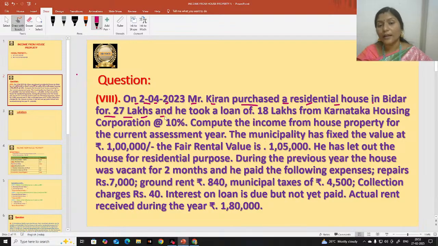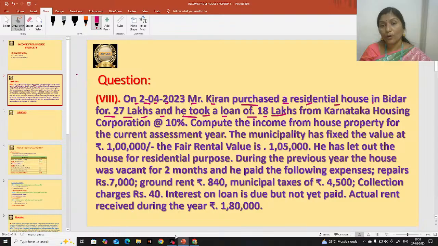Okay, and he took a loan of 18 lakhs. He has taken one loan for purchasing the house, but the total cost of the house is 27 lakhs. But he took the loan of only 18 lakhs from Karnataka Housing Corporation at the rate of 10%. Okay, so interest on loan is 10%, and they are asking to compute the income from house property for the current assessment year.